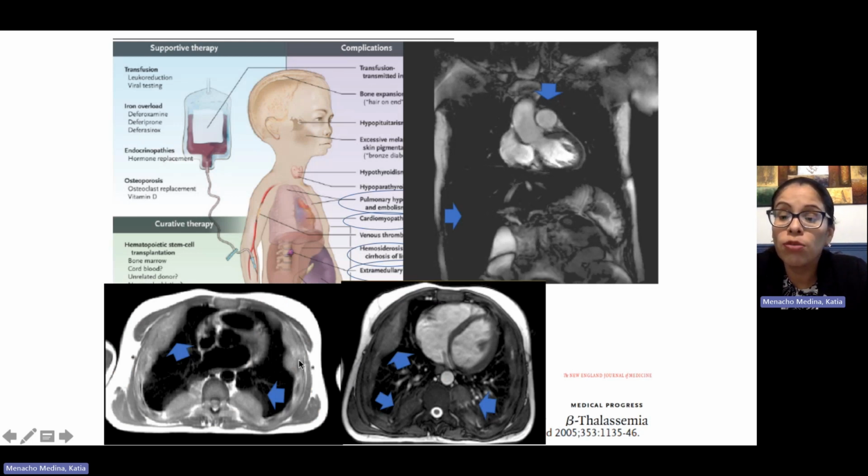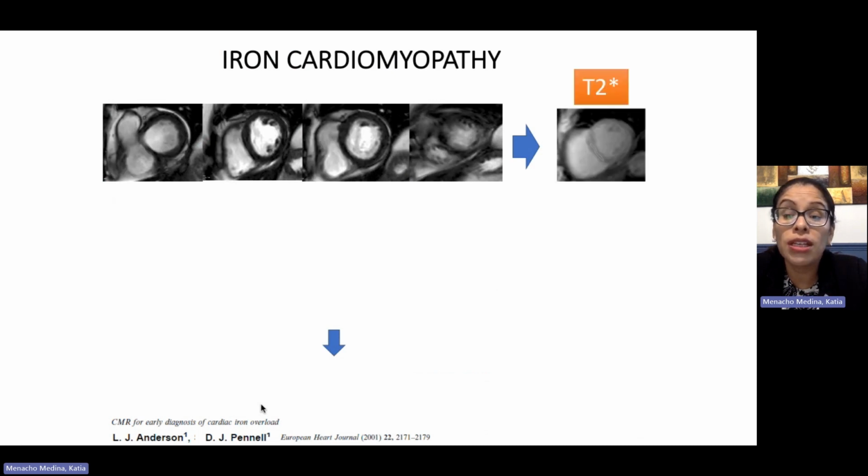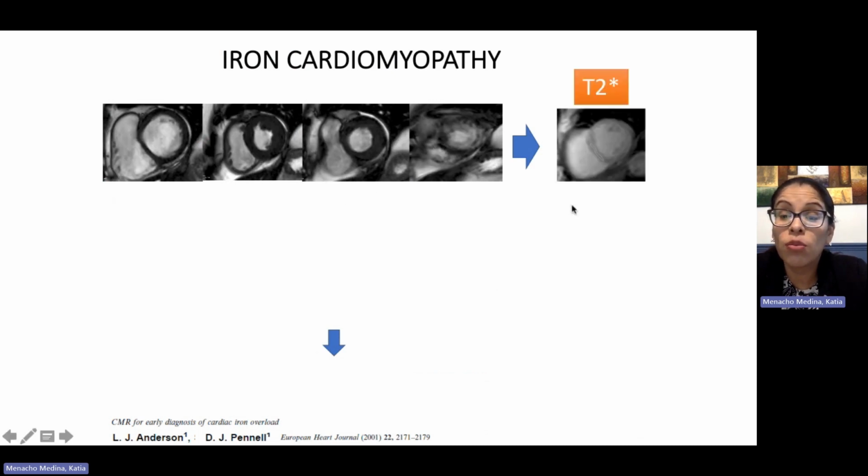These patients have to find other sources of red cells with extramedullary hematopoiesis. It can be in the ribs, in the sternum, or paravertebral hematopoiesis, but they usually have this mass of extramedullary hematopoiesis. And we can assess the deposition of iron in the heart with a sequence called T2 star.